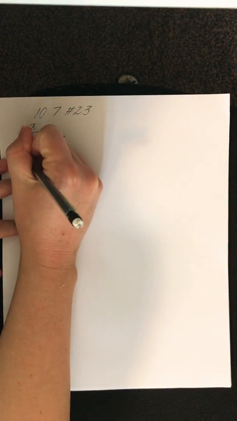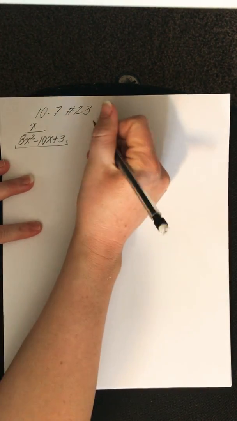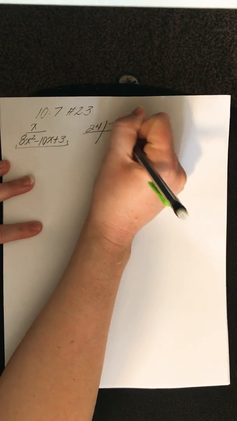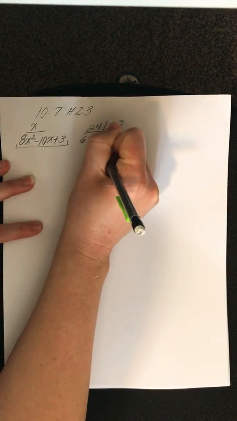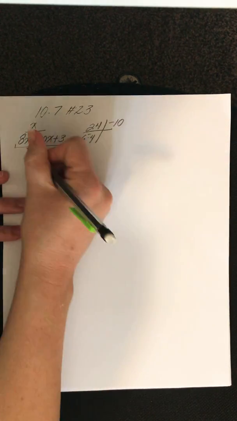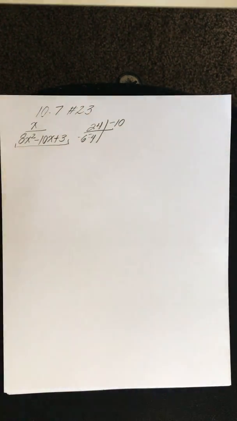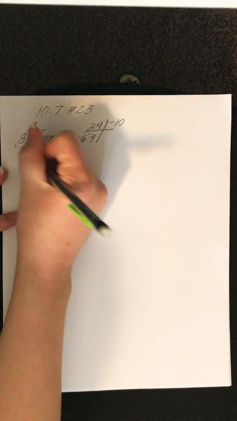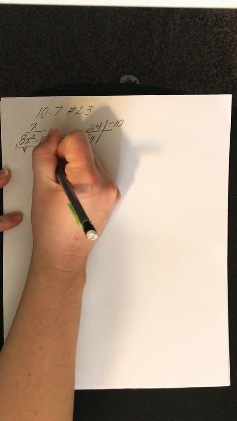10.7, number 23. So partial fraction decomposition. The first matter of business is to factor this part. What multiplies to be 24 and adds up to be negative 10? Looks like that's going to be 6 times 4, negative, negative. It does not quick factor, so be careful not to do that on accident. It has to long factor, so we would drop and break.